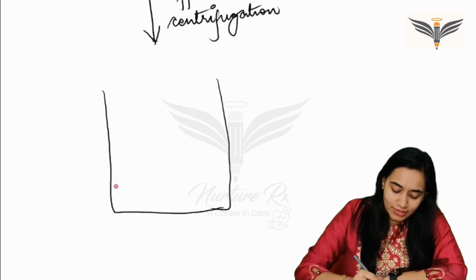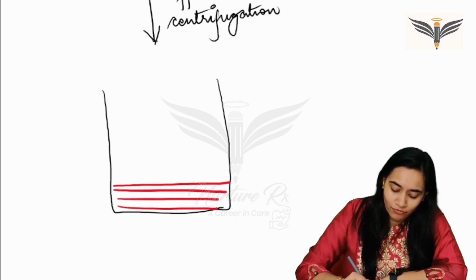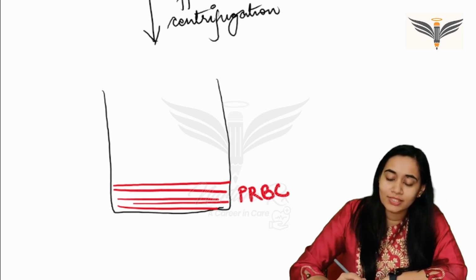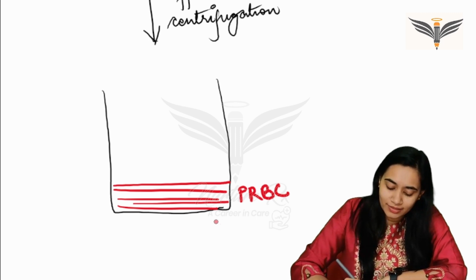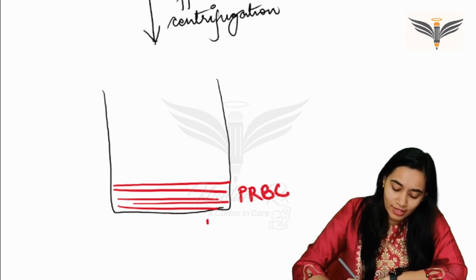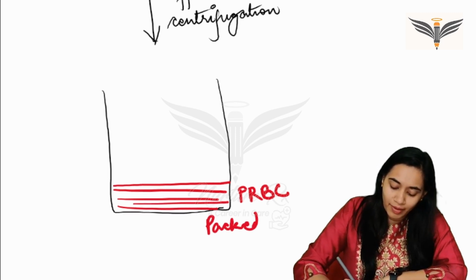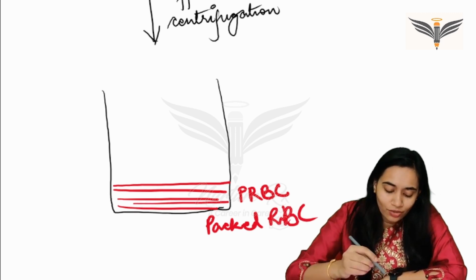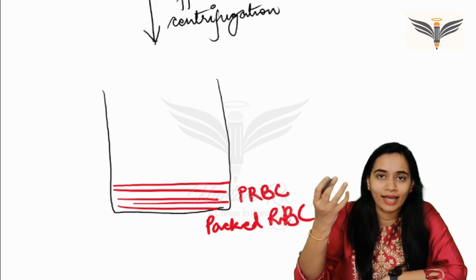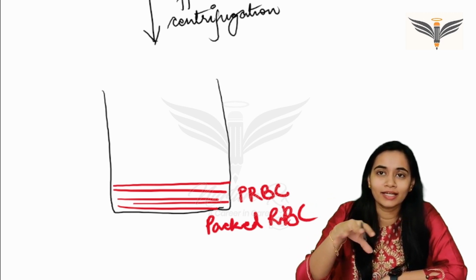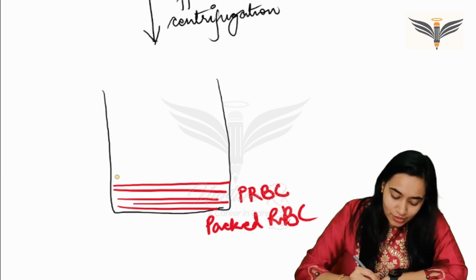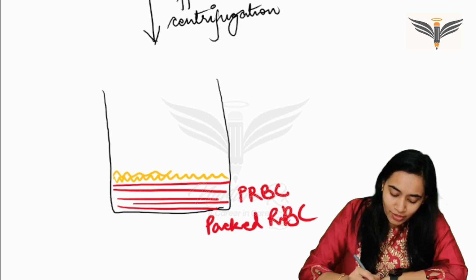So the first layer that is formed is of PRBC. What is this? Packed red blood cells. Okay. Now these, because the red cells are the heaviest ones, so these settle at the bottommost layer. Now just above them is a layer of buffy coat.